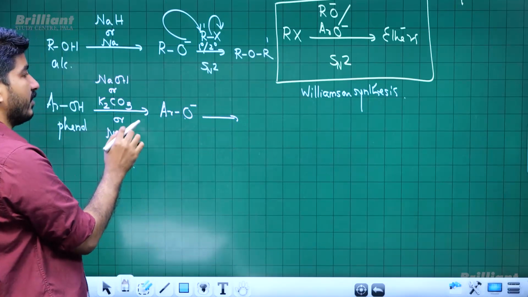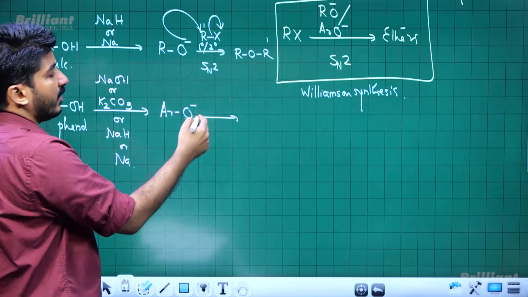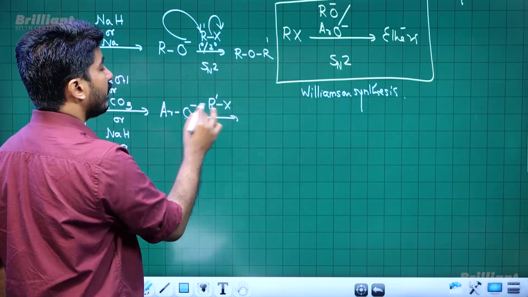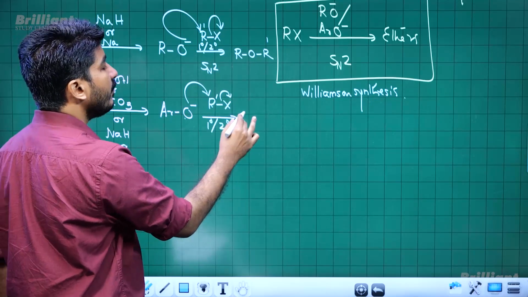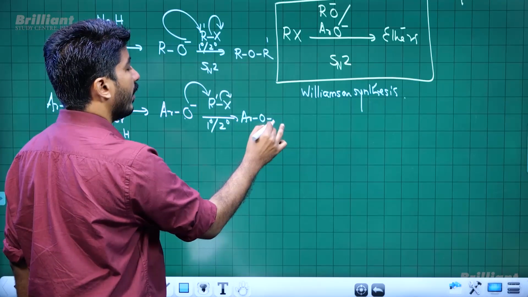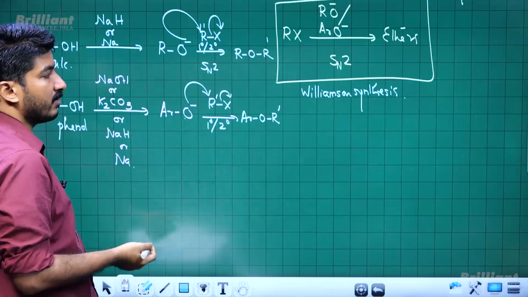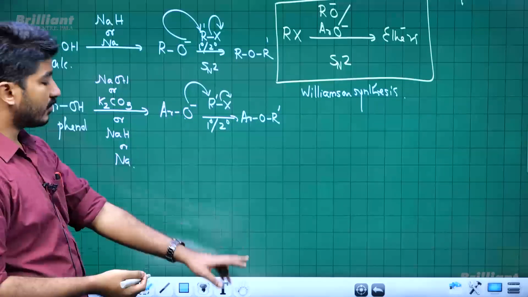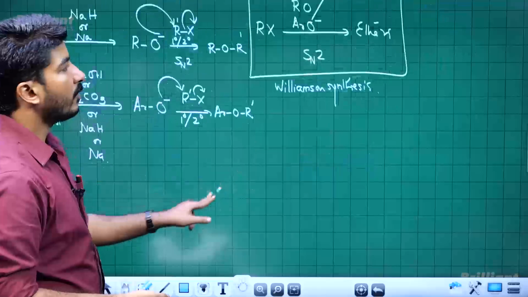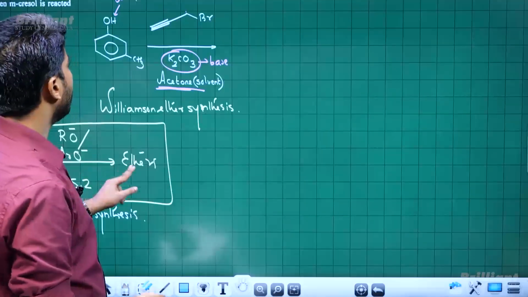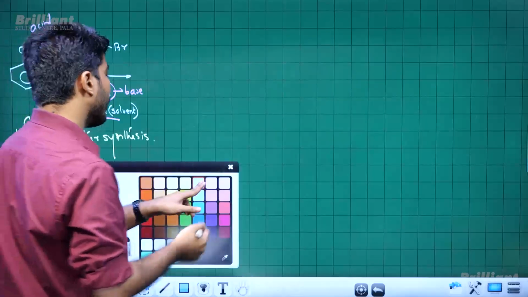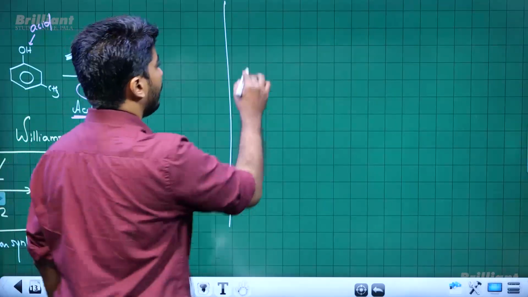Then this phenoxide does an SN2 attack on the primary or secondary haloalkane, giving rise to ArOR dash, which is another ether. So these are Williamson syntheses. This is from the alcohol and phenol chapter, you know, and the same is asked here. And let's outline the mechanism happening here.